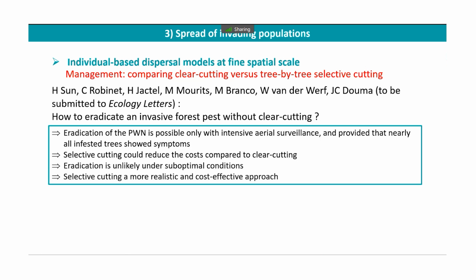But then we also found that selective cutting could reduce the cost compared to clear cutting, and eradication is unlikely under suboptimal conditions. So it seems that if we cannot eradicate the pine wood nematode, then selective cutting would be a more realistic and cost-effective approach. But here I just recall that we are still in the context of a non-fragmented pine forest. In a heterogeneous landscape, it may be different.